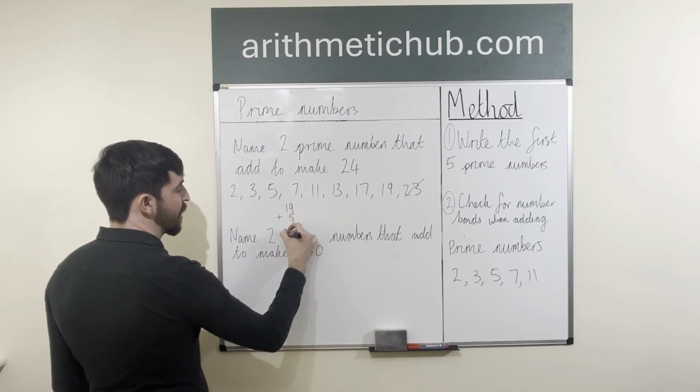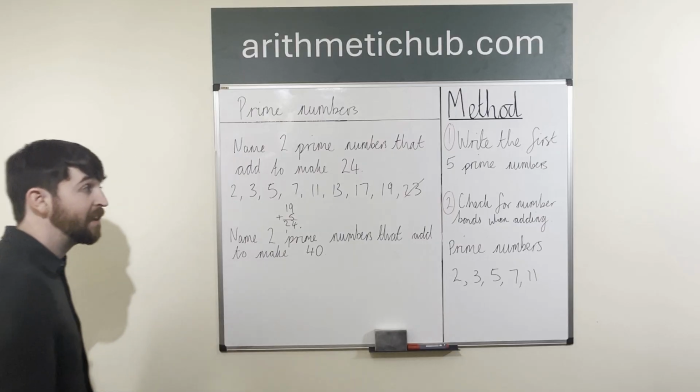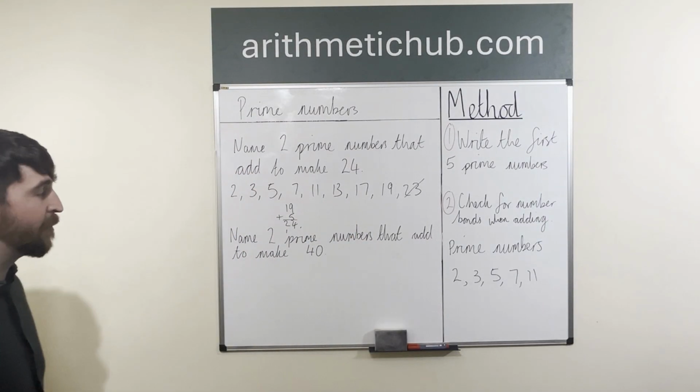9 add 5 is going to give me 4, carry the 1. 1 add 1 is going to give me 2 for 24. And there we go. I've been able to find two prime numbers that add to make 24.